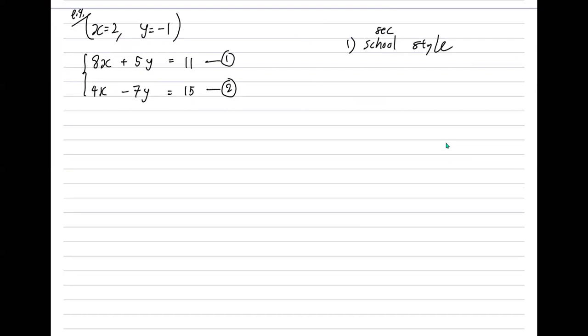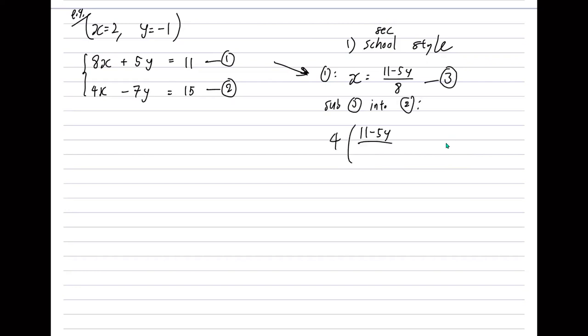Let me show you what is not relevant to this lesson. You try substitution. From equation 1, you try to make x the subject. So x equals 11 minus 5y over 8. Then you call this equation 3. Then you sub 3 into 2. Then what do you get? You get 4 times x, which is a horrible expression involving fractions, minus 7y equals 15, even though it works.